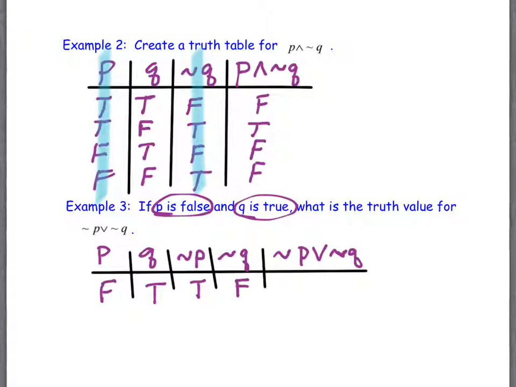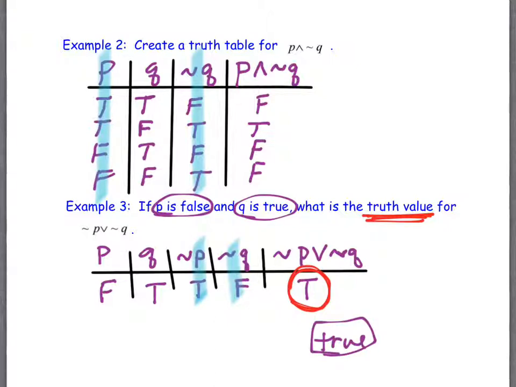False. And then I'm supposed to compare tilde P and tilde Q with an or statement. So when is an or statement true? When either one of them is true. And this one is true because I've got one of them true. Now this is the work, if you will, that supports what we're actually asked to find. We're asked to find the truth value. The truth value is the final outcome from the table. And T means true. So the answer is true. The truth value for this compound statement is true.